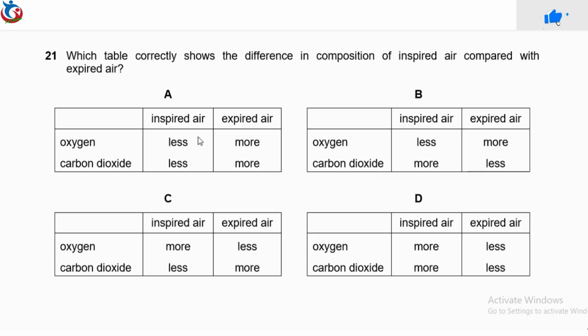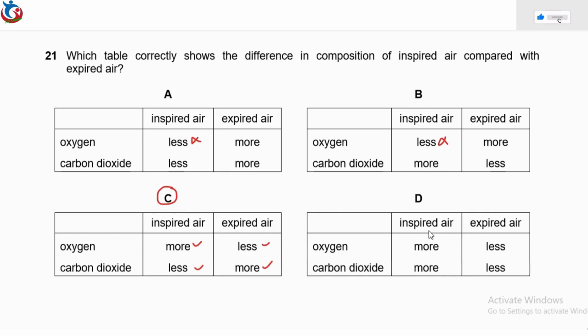So it makes this option wrong. More of oxygen, it makes this option wrong. More of oxygen, yes, is correct, and in expired air, more of carbon dioxide. This makes this option correct because this is correct, this is correct, this is correct, and this is correct.